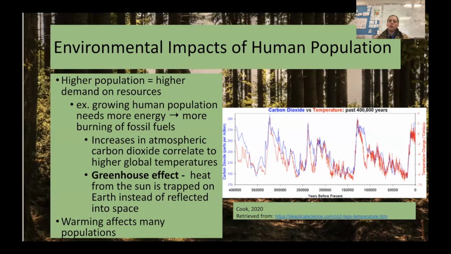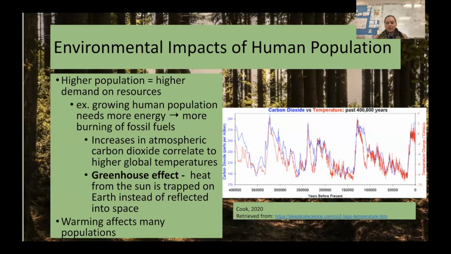And one of the main ways we impact our environment is through pollution. The more our population grows, the more energy we need. And our primary energy source right now is by burning fossil fuels. We burn them for our electricity, our transportation, to grow our food. So lots of fossil fuel burning. And when we burn fossil fuels, we release CO2 into the atmosphere, which is a greenhouse gas.